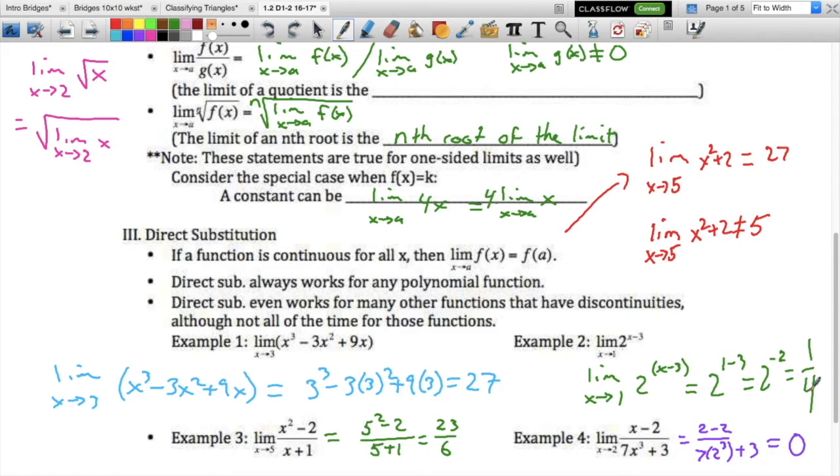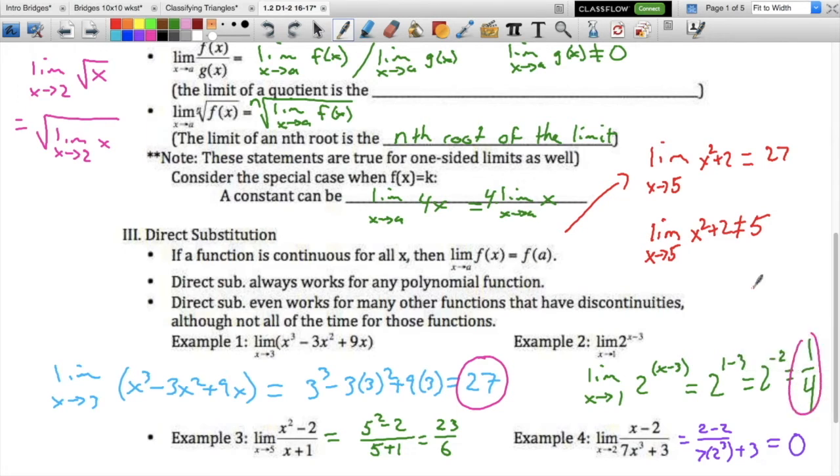So these are the simple ones. If I have the limit of x to the third minus 3x squared plus 9x, as x goes to 3, I simply plug in a 3, and there's my limit. If I have the limit of 2 to the x minus 3 as x goes to 1, I plug in a 1, and there's my limit. Just plug it in and get an answer.